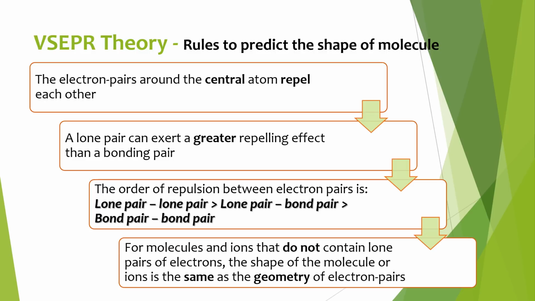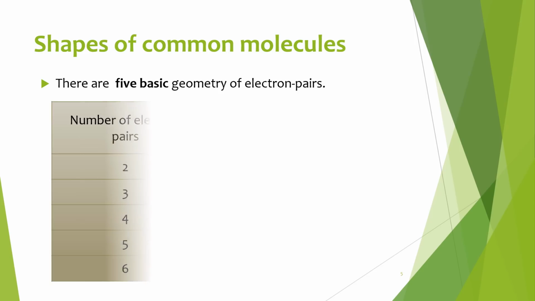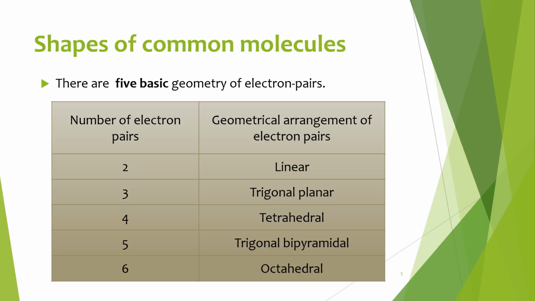For molecules and ions that do not contain lone pairs of electrons, the shape of the molecule or ion is the same as the geometry of electron pairs. There are 5 basic geometries of electron pairs. Please remember that electron pairs here mean either a bonding pair or a lone pair, or both of them.